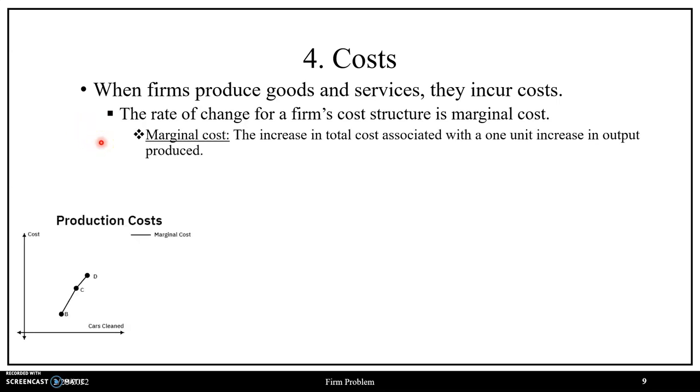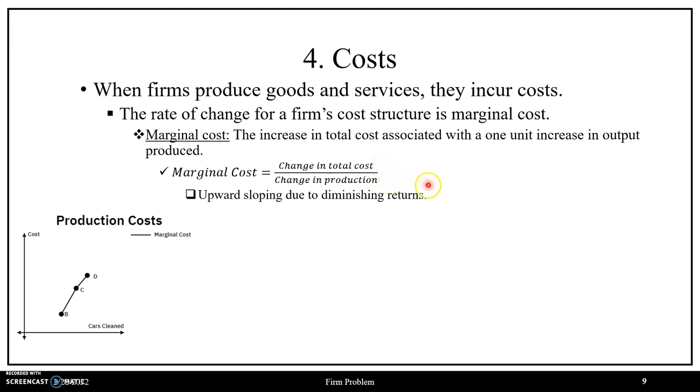That is, the increase in total cost associated with a 1 unit increase in output produced, where mathematically this is just going to be the slope of the cost function, or in other words, the change in total cost divided by the change in production, where overall marginal cost will be upward sloping due to diminishing returns, and we can observe this in terms of our marginal cost graph on the bottom left, where cost is on the vertical, cars cleaned is on the horizontal in the form of our output, and we see that it's increasing from points B to C and C to D.